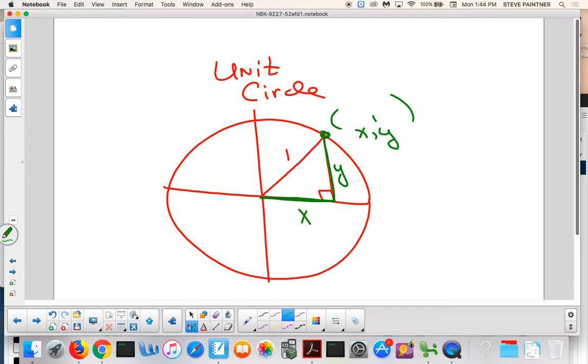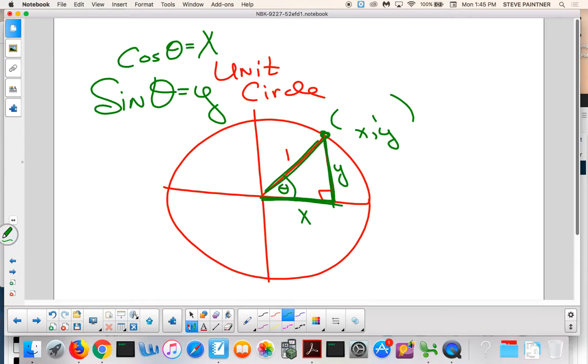Okay, the reason I left that blank is because I want to show you something. Do you guys remember that I did this with you and I said, what's cosine of theta? Cosine of theta is really just x over 1. Oh, it's just x. What's sine of theta?